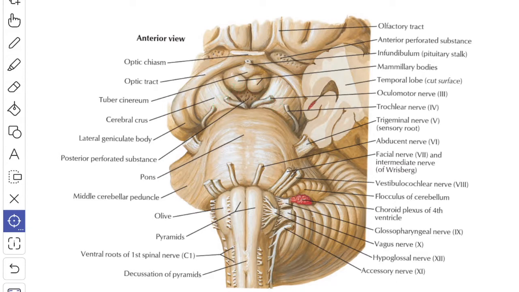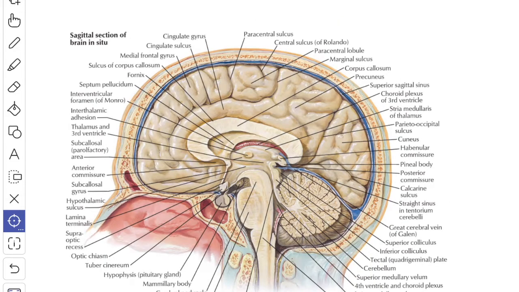The midbrain is continuous above with the cerebral hemispheres, and the medulla oblongata is continuous below with the spinal cord. When you see the situation of the brainstem, it is located in the posterior cranial fossa. Its ventral surface lies on the clivus. Posteriorly, the pons and the medulla oblongata are separated from the cerebellum by a cavity, that is the fourth ventricle. So this is the fourth ventricle.